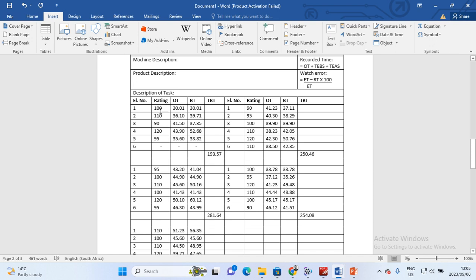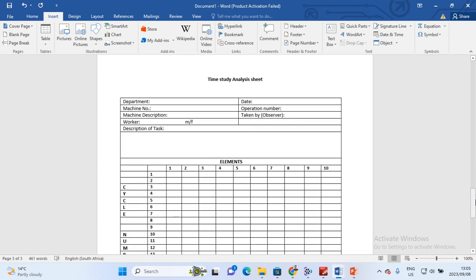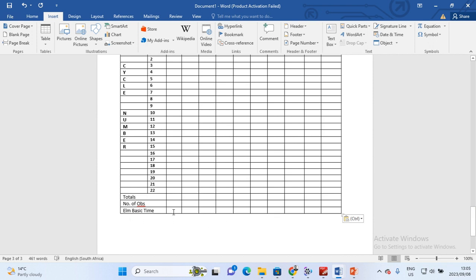Alright, so remember to do this. You take your ratings, you multiply by the observed time, and you divide by 100, and that's how you get your basic time. You do that for all the elements in all of your cycles, and you repeat the same procedure. And for you to find your total basic time, you add your basic time of the cycle, and that's how you get your total basic time. Now they're asking us to find your element basic time. We find our element basic time in our time study analysis sheet right here at the end. This is what they're asking us to find.